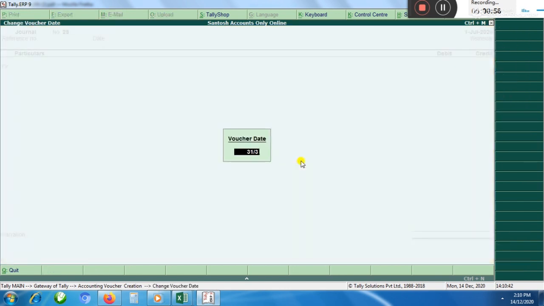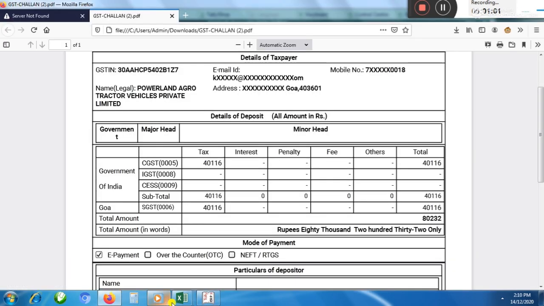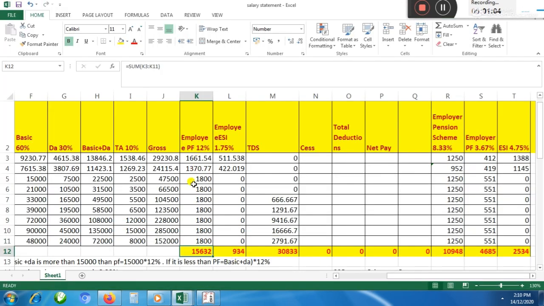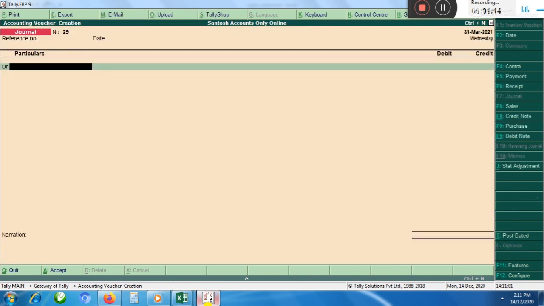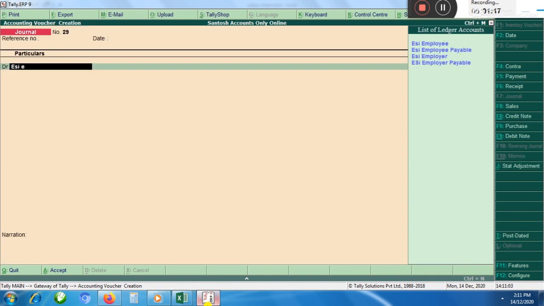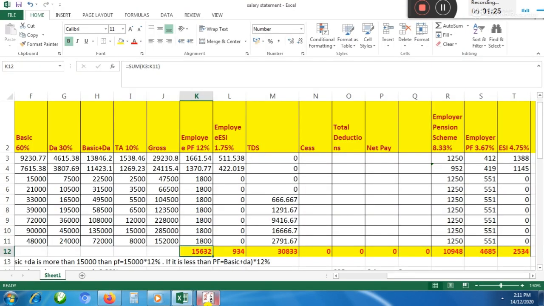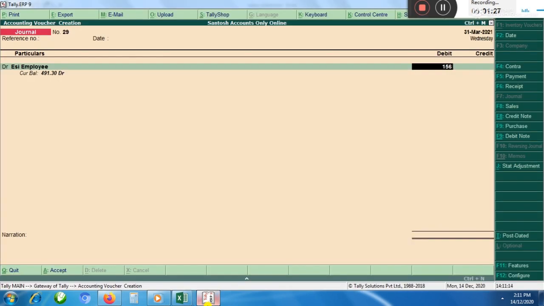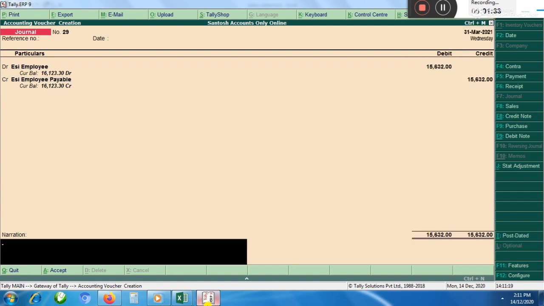This is the first entry. Here you have to enter. First, from the salary statement, that is ESI payable. So ESI account debit, ESI employee. This entry we have done already. Employee ESI account. The date should be, remember, 31st of March. So employee ESI 15/6/32. Credit what? ESI employee payable.